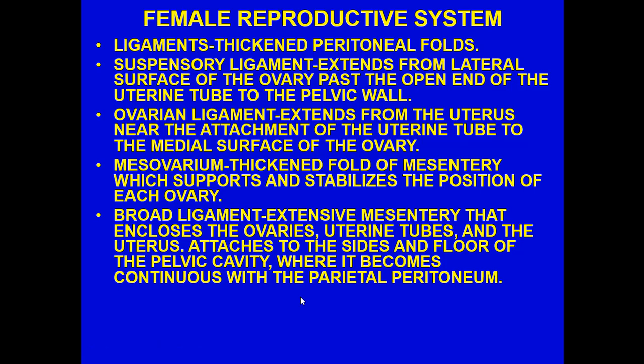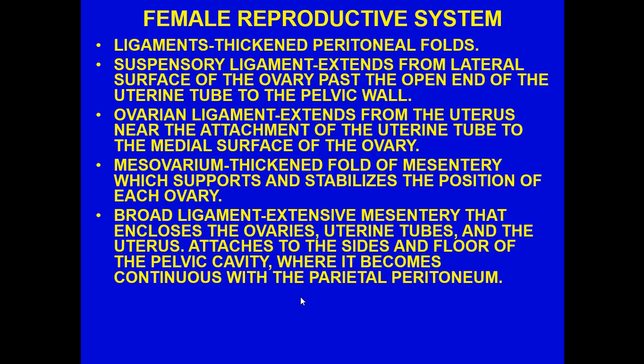As I mentioned a minute ago, we have ligaments. These are thickened peritoneal folds. They basically provide support for these structures in the pelvic cavity. The first one is the suspensory ligament, which extends from the lateral surface of the ovary past the open end of the uterine tube to the pelvic wall.